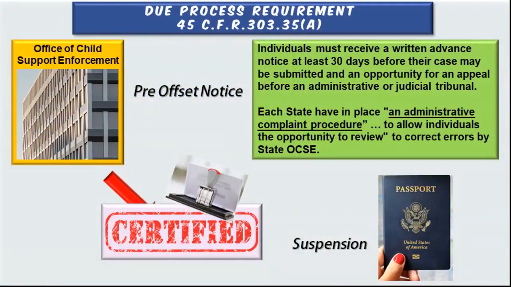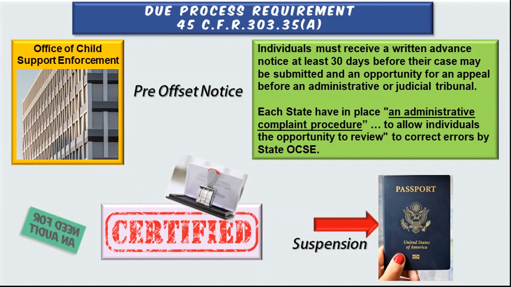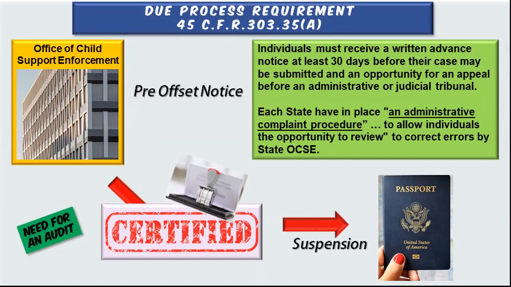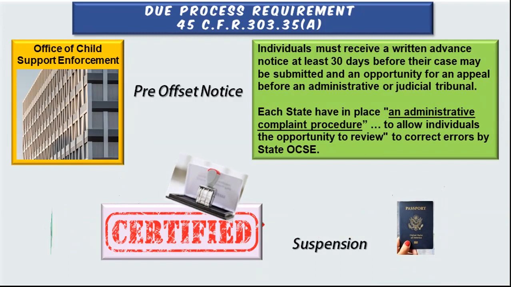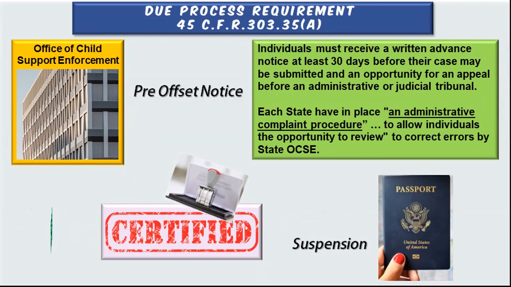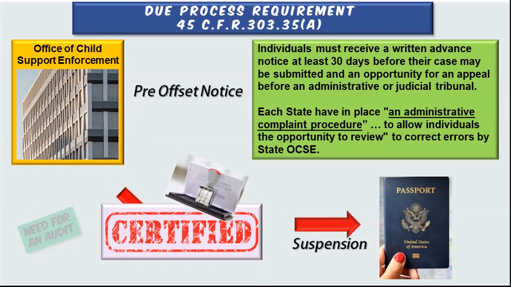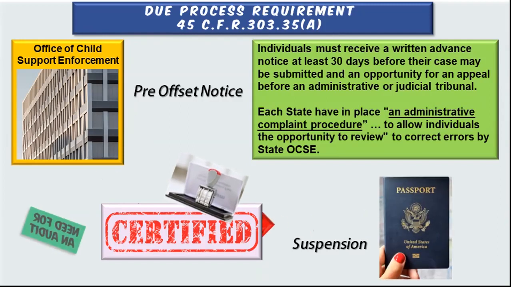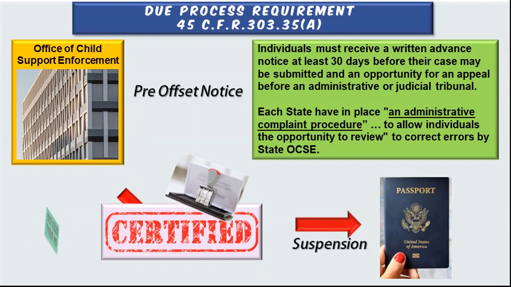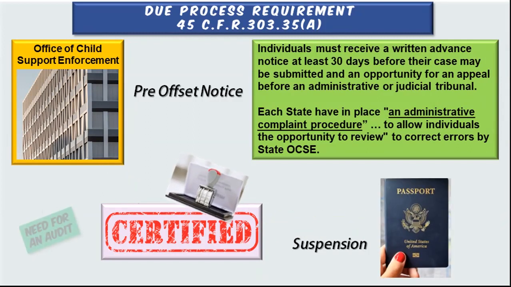So let's look at the due process requirements. It goes on further that in section 45 CFR 303.35A, and here's the process. The Office of Child Support prepares what is called the offset notice or the PON. They have 30 days in which to submit that to you before they start the process of the certification.